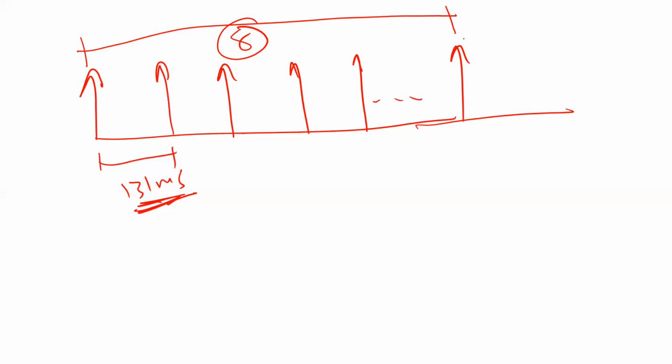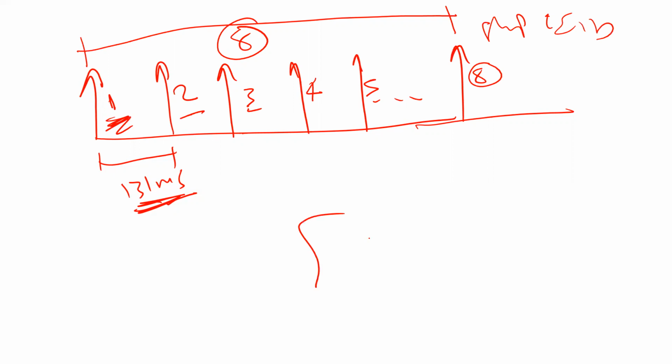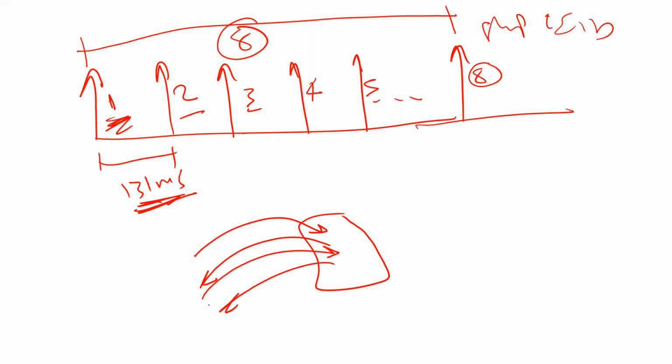So interrupt number 1, number 2, number 3, interrupt number 4, interrupt number 5, all the way until interrupt number 8. At interrupt number 8, I'm going to flip the LED. At interrupts 1, 2 and 3, I'm not going to do anything. Interrupt 1, are you interrupt 8? Leave. Interrupt 2, leave. 3, leave. 4, leave. Do nothing. At interrupt number 8, I'm going to say flip LED.